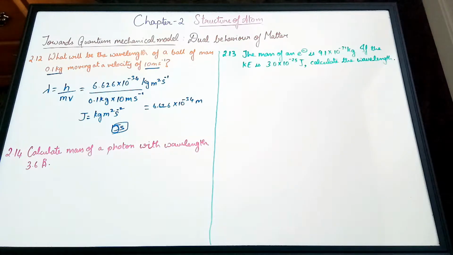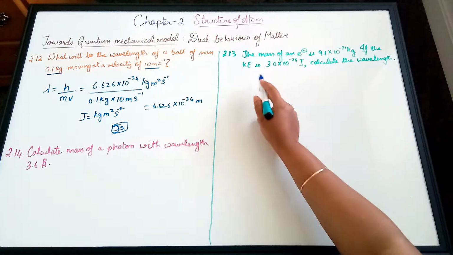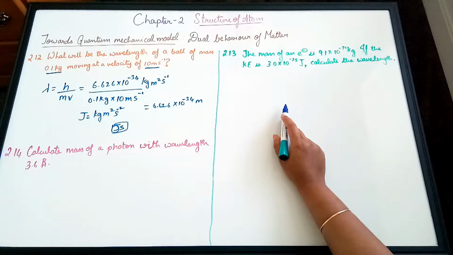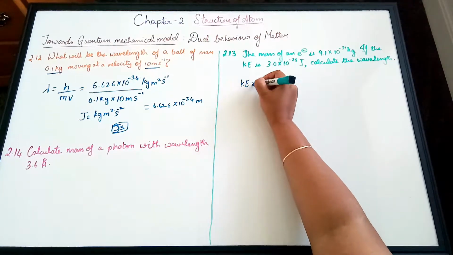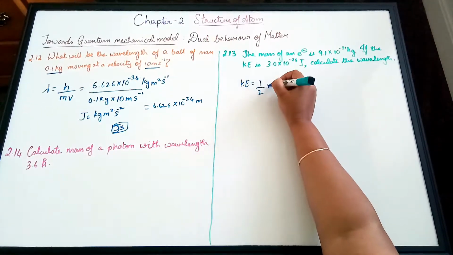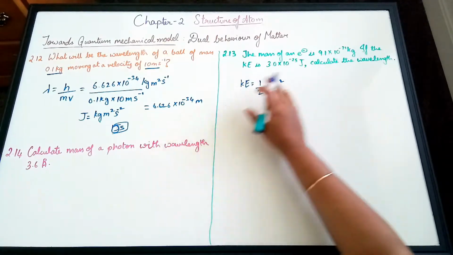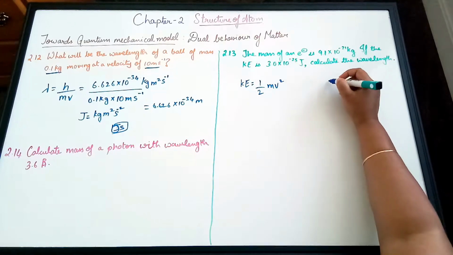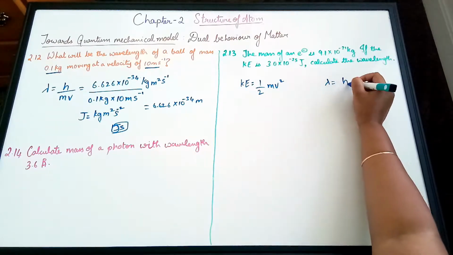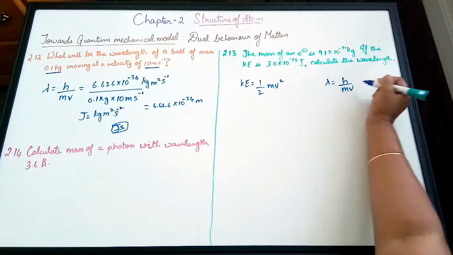The second question, that is 2.13. The mass of an electron is 9.1 into 10 to the power minus 31 kilograms. If kinetic energy, that is KE, is 3.0 into 10 to the power minus 25 joules, calculate the wavelength. First of all, we know kinetic energy is equal to half mv square. We have the mass, we need to calculate the velocity, so we can calculate lambda, which is h by m into v.